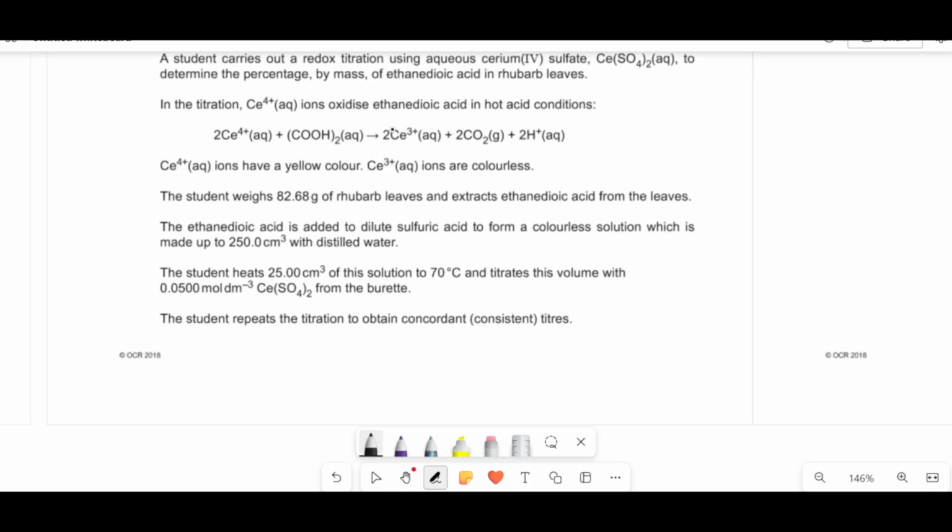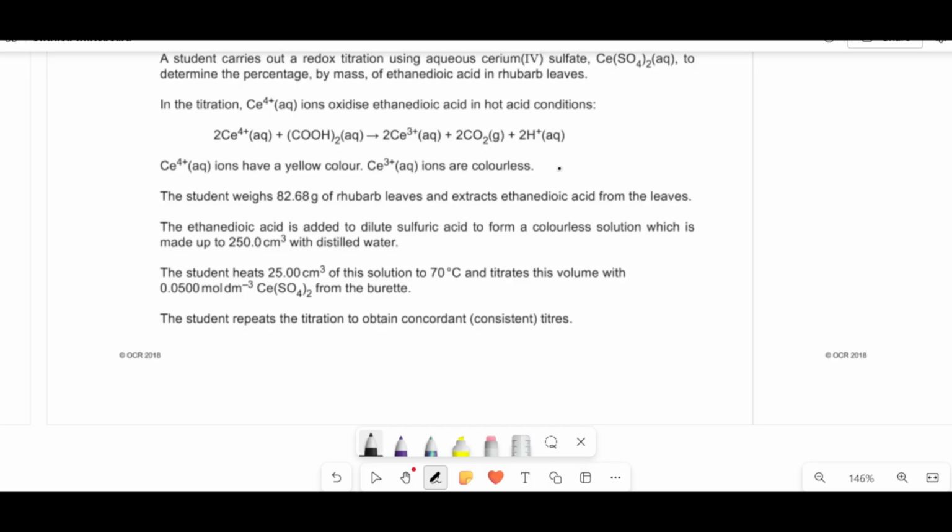So ethane dioic acid is present in rhubarb leaves. The student does a redox titration using aqueous cerium sulfate, CeSO4, to determine the percentage by mass of ethane dioic acid in rhubarb leaves. In this titration, Ce4+ ions oxidize ethane dioic acid in hot acidic conditions. 2 Ce4+ plus (COOH)2, so ethane dioic acid, makes 2 Ce3+, 2 CO2, and 2H+. Ce4+ ions have a yellow color, whereas Ce3+ is colorless.